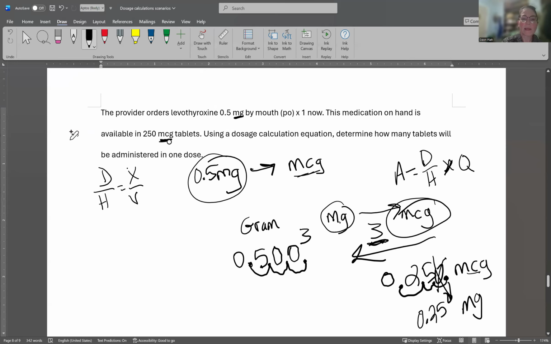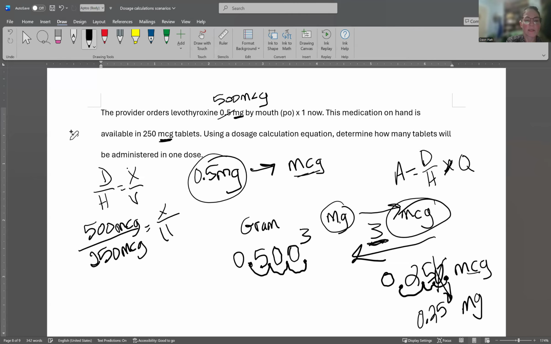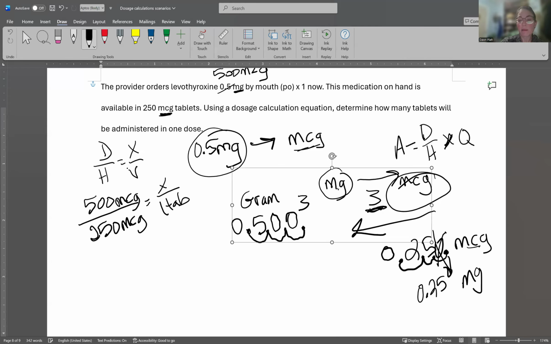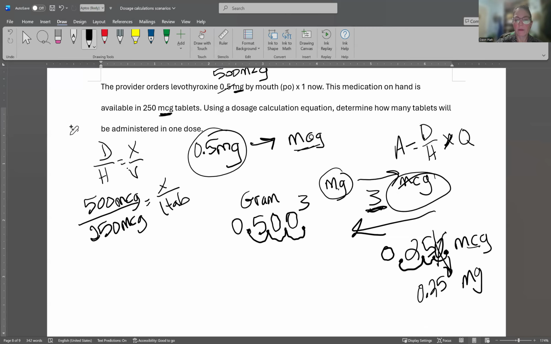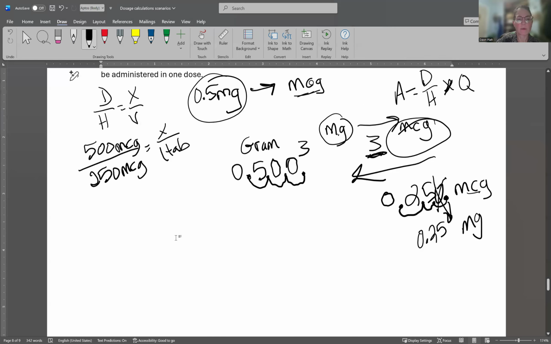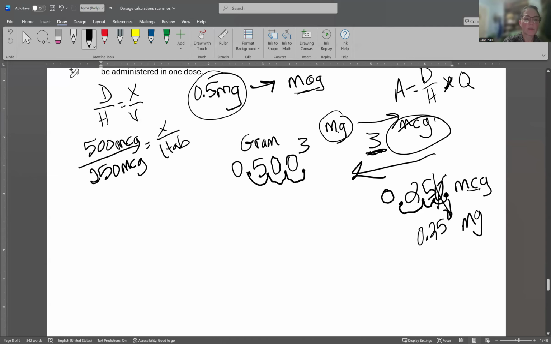Now we can plug our information into our equation now that we have these both. The doctor's order is 500 micrograms. On hand, we have 250 micrograms equals X times 1 tab. Not that hard, actually. Sorry, guys, trying to move it up here. It's not cooperating. I just need more room. So again, we cross off our micrograms, cross multiply: 500 tabs equals 250x. Get x by itself.